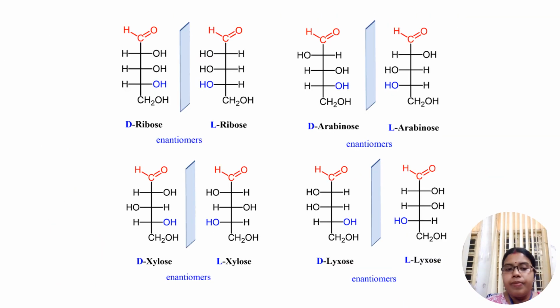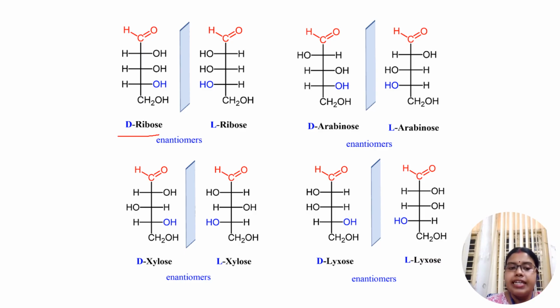For the enantiomer, we just have to draw the mirror image of the whole structure. Then we will get the L isomer of the D isomer. So there are 4 D isomers for the aldopentose family, so there should be another 4 L isomers for this aldopentose family. So in total we will get 8 stereoisomers.